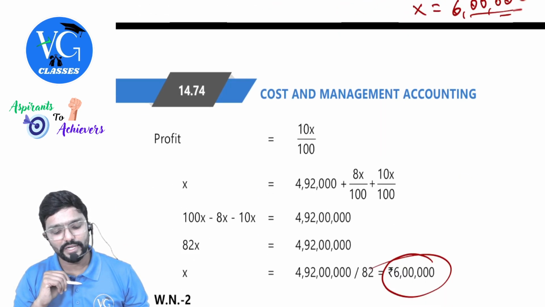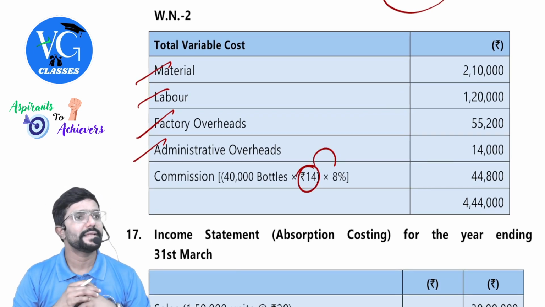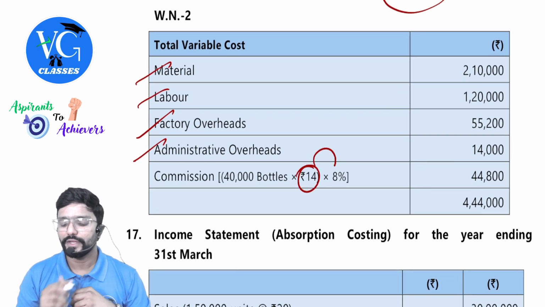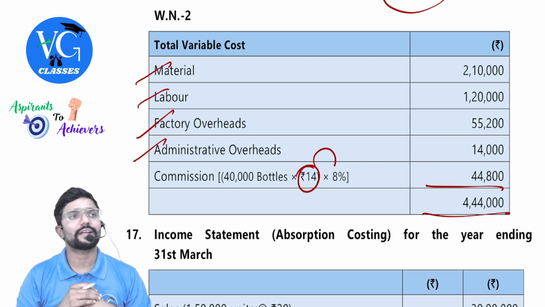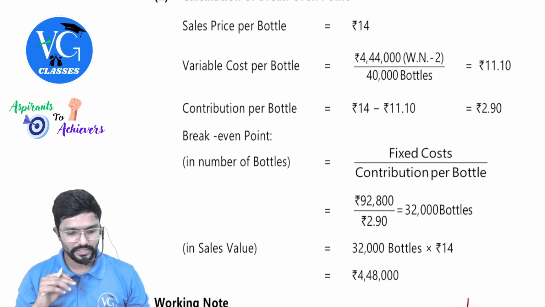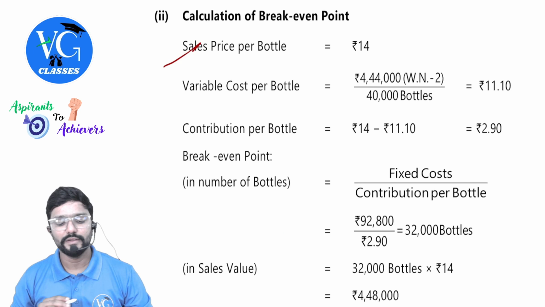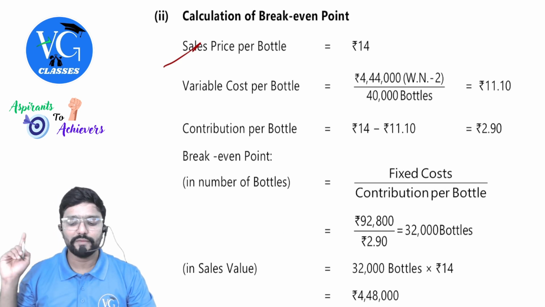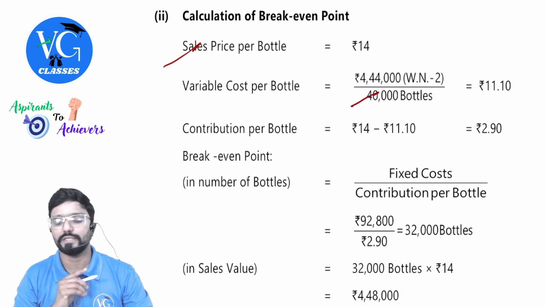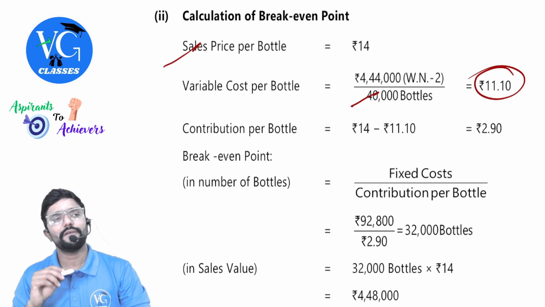Clear? How many bottles? 40,000 bottles into 14 into 8, into 8 comes to 44,800. So 4 lakh 44,000 variable cost. Now, selling price per bottle 14. Variable cost per bottle, whatever we have got, divided by 40,000 bottles. There only you can calculate variable cost per unit also and then bring it here.